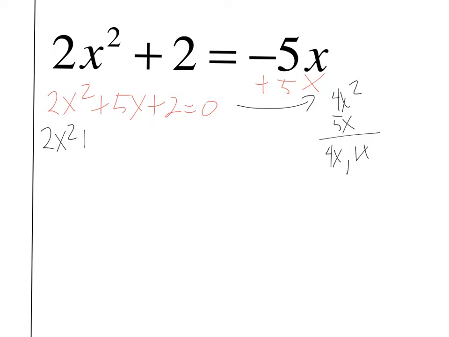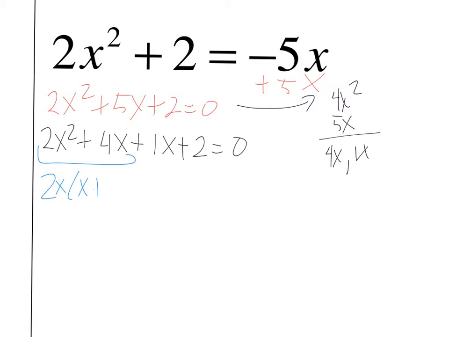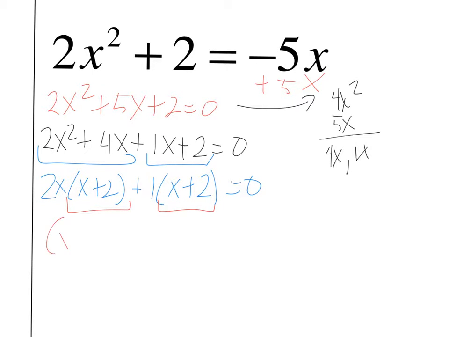So 2x squared plus 4x plus 1x plus 2 is equal to 0. Factor the first half, 2x times (x plus 2). Factor the second half. I can take a 1 out. This is a sneaky trick. And I get x plus 2. I notice that I've got x plus 2 and x plus 2. I can factor it out. x plus 2, and then my leftovers are 2x plus 1.